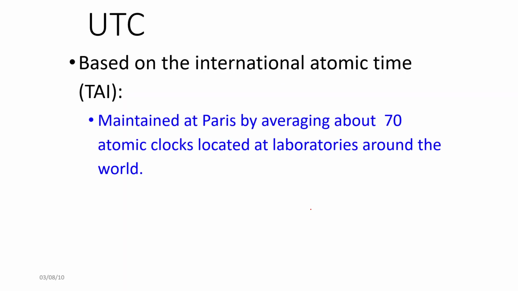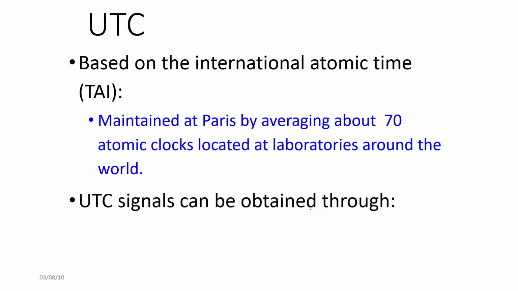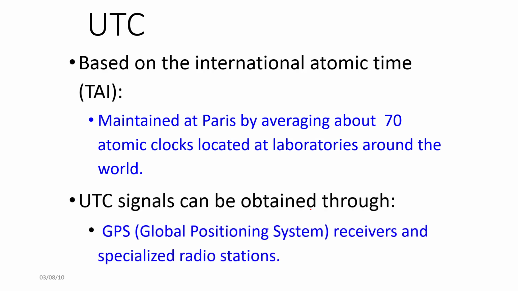So the baseline UTC time, which is the baseline to which we need to synchronize all of our clocks, is maintained in Paris, as we have discussed. It is essentially the average of 70 atomic clocks located at laboratories around the world. UTC signals can be obtained through mechanisms other than internet time servers, which is to use GPS or global positioning system receivers and specialized radio stations.